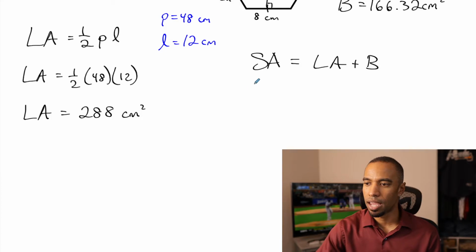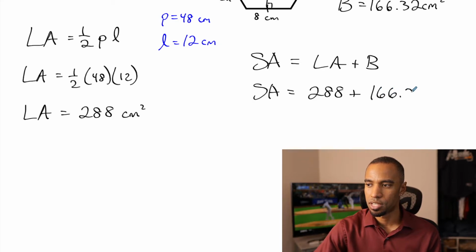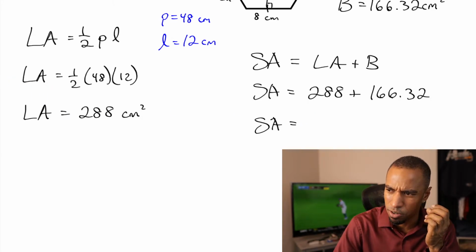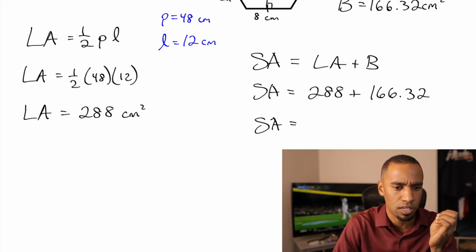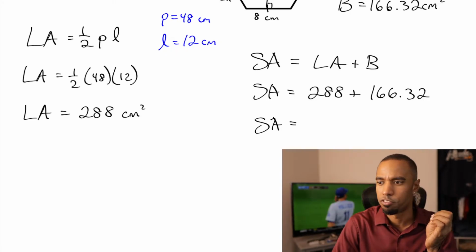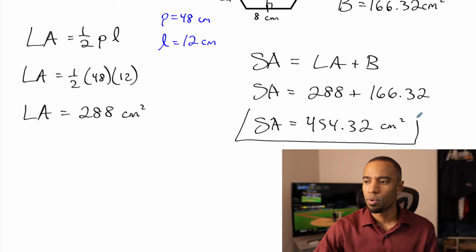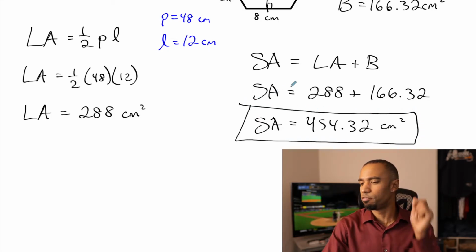So we have the lateral area of 288 square centimeters. We have the base area of 166.32 square centimeters. And when we add those up, I don't want to mess this up. I'm going to say it's 454.32, but let's see. 288 plus 166.32. 454.32. So 454.32 square centimeters there.